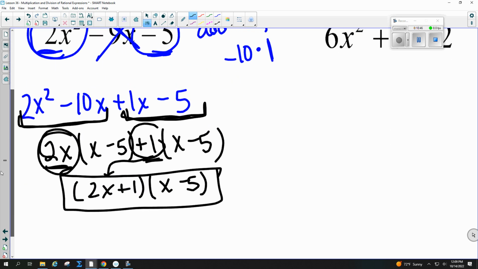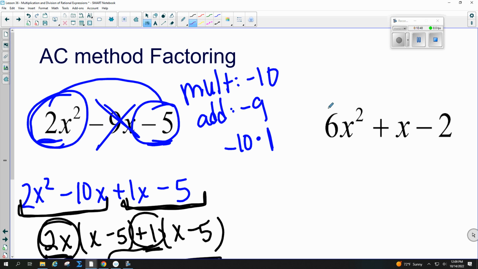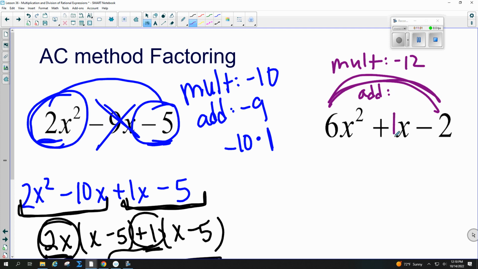Okay, we're looking for two numbers that multiply to be what, you guys? Negative 12. You got to multiply 6 times negative 2. Okay, and then they also add to be what number? 1. 1, the middle number. Okay, so you guys, what multiplies to negative 12 adds to 1? Everybody? Negative 3 and 4. Okay, good. Negative 3, positive 4, right? Okay, that would add to 1.